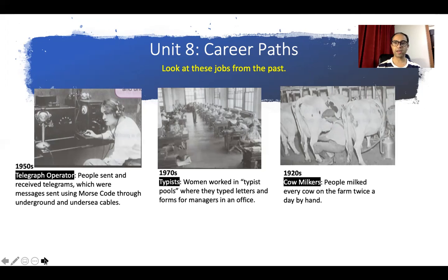And the last picture we have, maybe it can be easily understood. Cow milkers. People milked every cow on the farm twice a day by hand. So if you have only one cow, it's not a big deal, right? Like one cow in the morning and in the evening. But in a cow farm, there are so many cows, and you have to milk them by hand every day, twice a day. So that's kind of a time-consuming job.